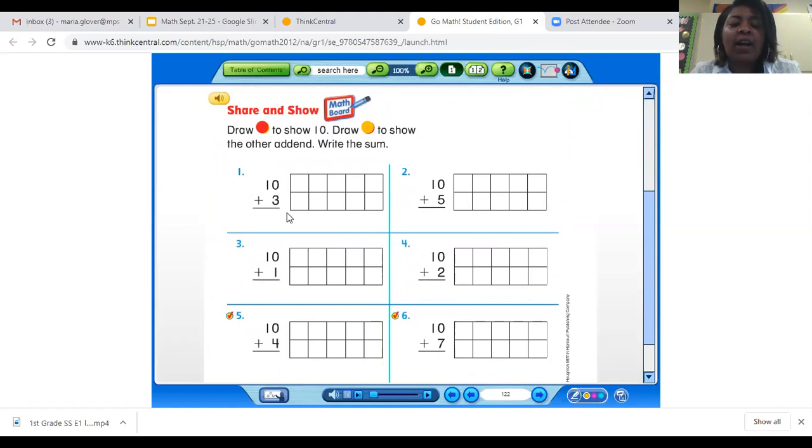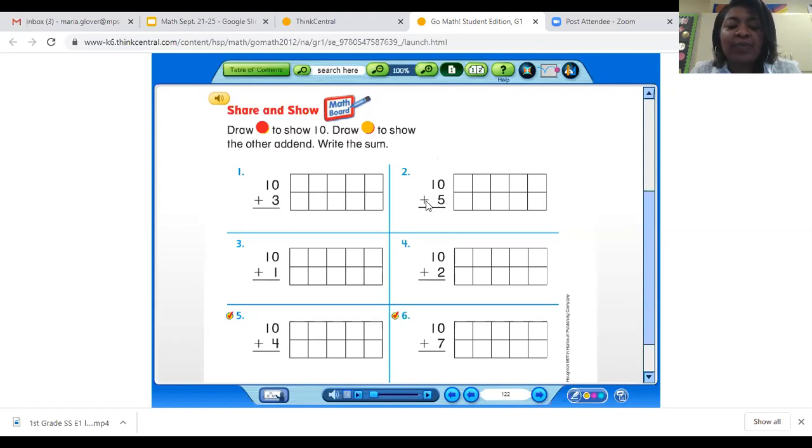And then how many are not going to fit in the frame? 3. 1, 2, 3. So what is 10 plus 3? That's 10, 11, 12, 13. Very good. All right, what is 10 plus 5?